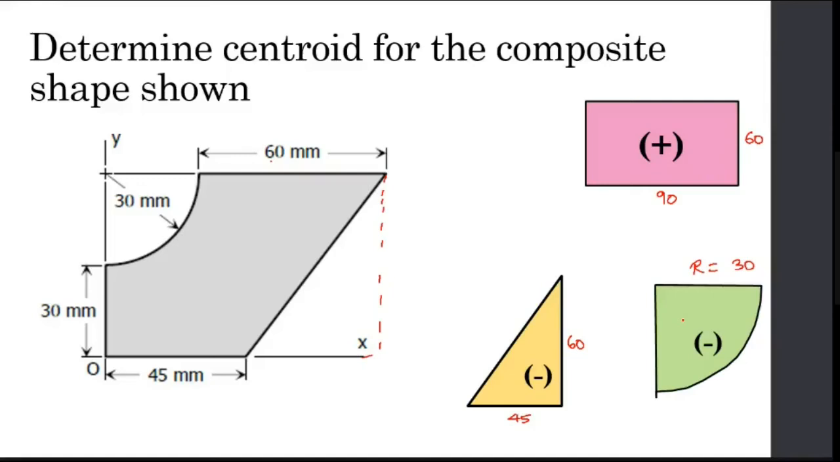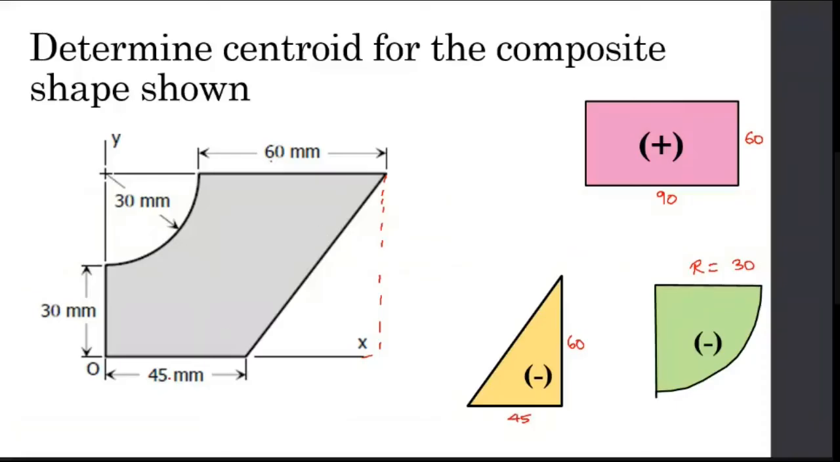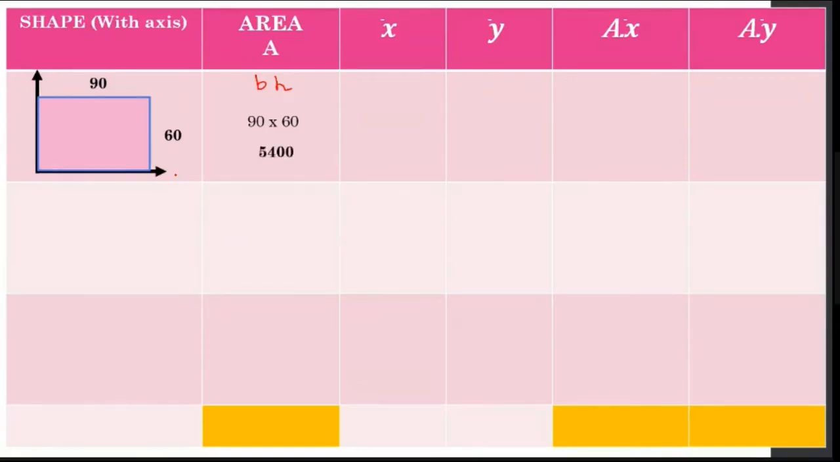Okay, so let us put it in my tabulation. So these are my shapes. Before that, I am going to fix the axis. Already the axis is fixed. This is my x-axis and y-axis. First, putting a rectangle. So the dimensions we identified are 90 and 60. Now you know what the area is. Area is base into height, which means 90 into 60.